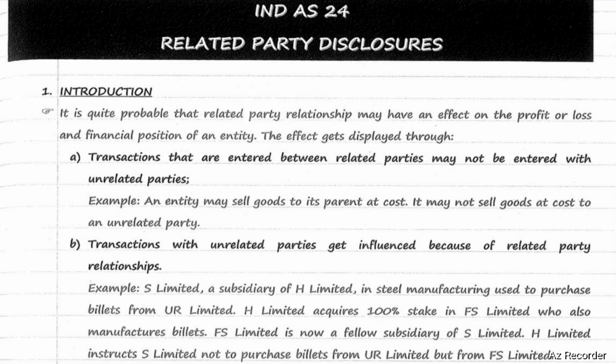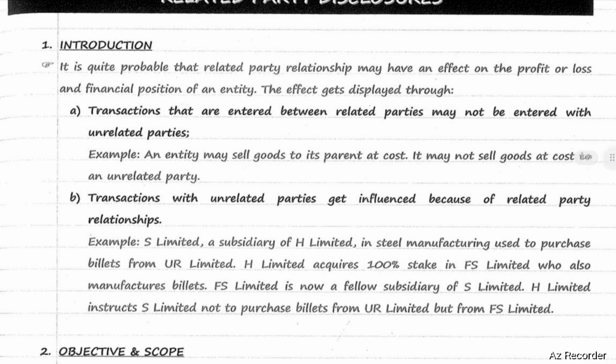Ind AS 24, related party disclosures. It is quite probable that related party relationships may have an effect on the profit or loss and financial position of an entity. The effect gets displayed through transactions that are entered between related parties that may not be entered with unrelated parties. Example, an entity may sell goods to its parent at cost.